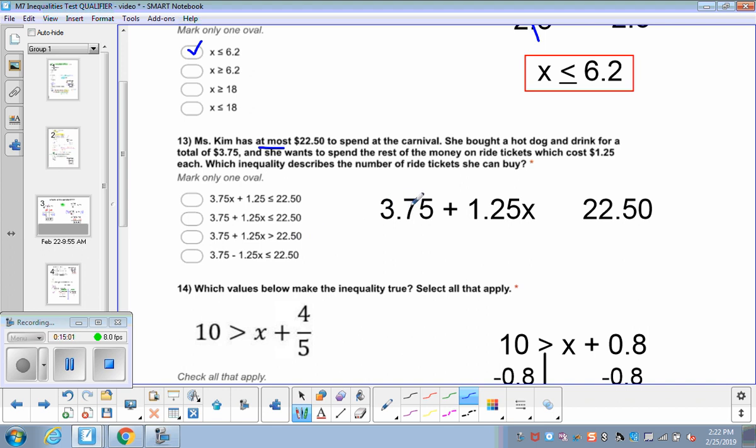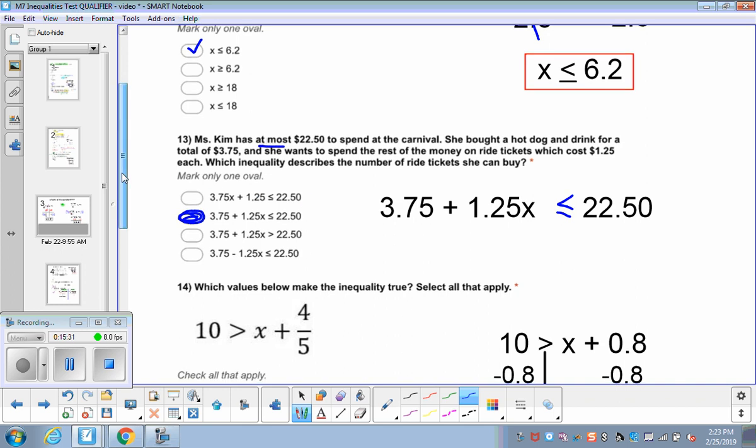So the $3.75 that she spent on the hot dog and drink plus the $1.25 per ticket has to be less than or equal to the amount of money that she can spend. So when you see at most, you need a less than or equal to symbol. And then when you come over here to match, that is going to be the second one. 3.75 plus $1.25 per ticket has to be less than or equal to the $22.50 she has to spend.